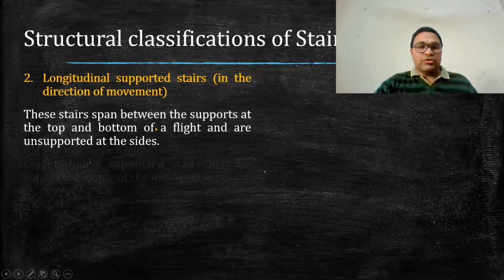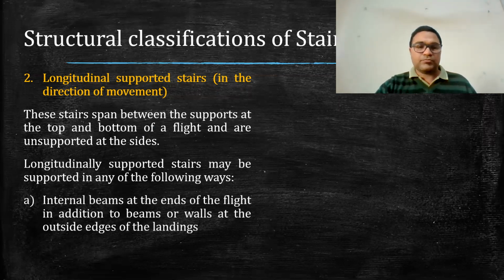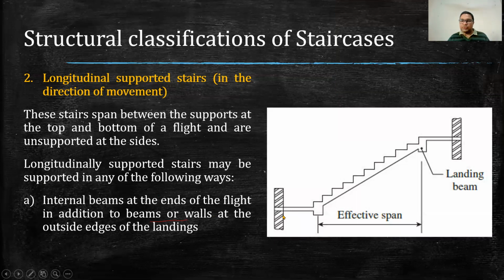So in this category also, there can be a lot of combinations depending on the type of support or the location of support where we are providing. Like if we talk about the case A, in this internal beams at the ends of flight, in addition to the beams or walls at the outside edges of the landing, and it will look something like this. So in this case, you can see support is provided at this point, then at this point, at this point, and at this point.